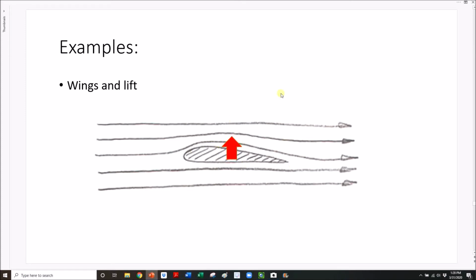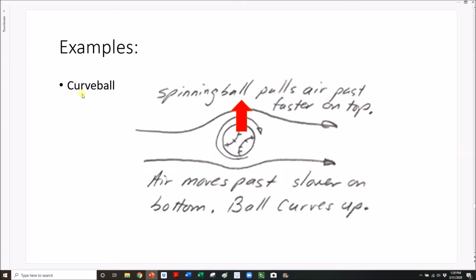That's why the wings are shaped this way. If you're a baseball fan, curveball. So if you spin the ball this way, and the air is flowing past it across like this, the spinning ball will pull the air past on the top, so it's faster. The spinning ball will push against the air on the bottom, so it slows down. So you have slow air, higher pressure, faster air, lower pressure up top, so you get a net force up. So this ball, thrown this way, will tend to want to curve upward.